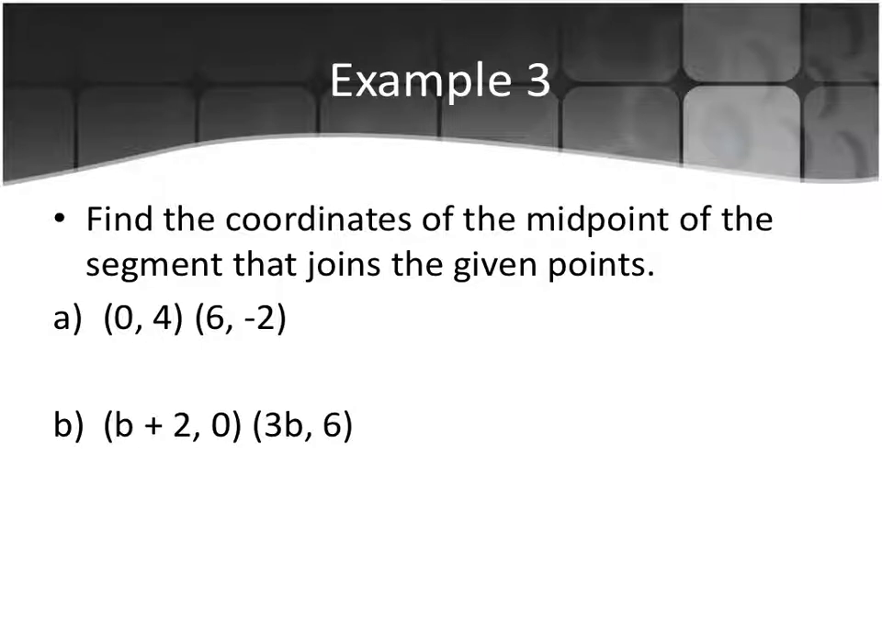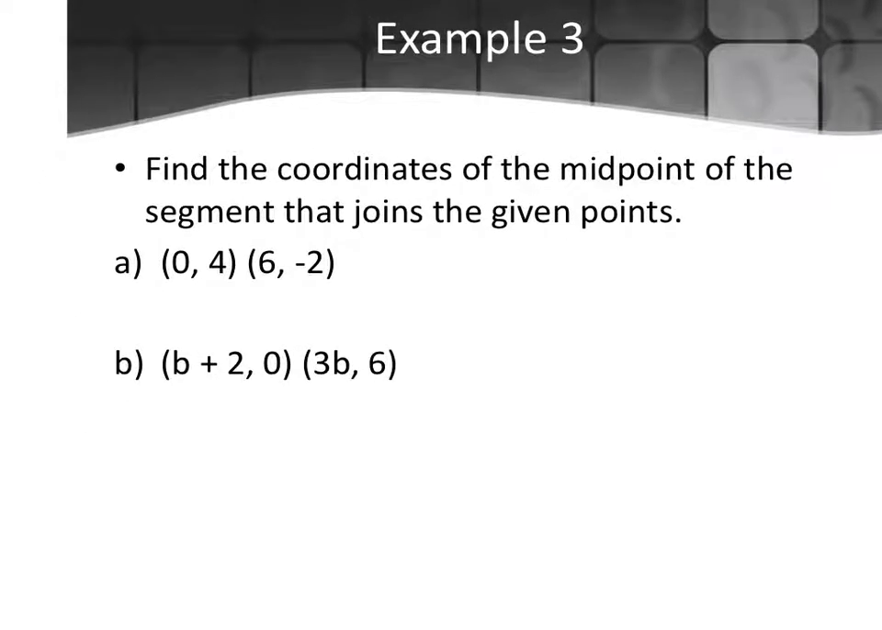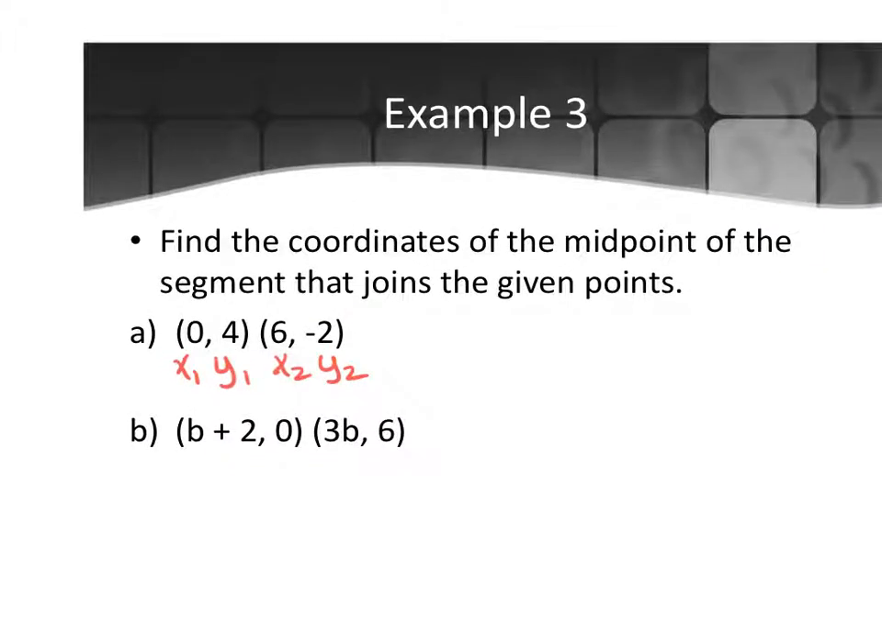So here we go. Again, I'm going to label my coordinates that are given. It doesn't matter which one I call x1, y1, and which one x2, y2. So I'm going to call this one x1, y1, and this one x2, y2. Now I'm going to plug it into the formula. Remember, the formula is x1 plus x2 divided by 2, and then y1 plus y2 divided by 2.